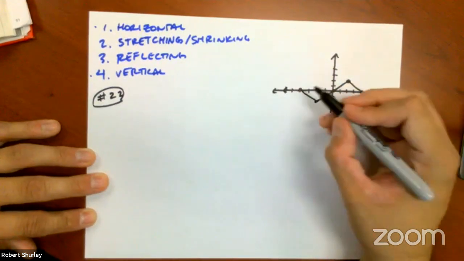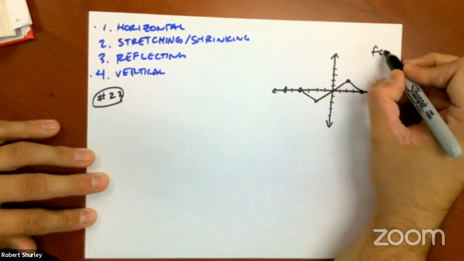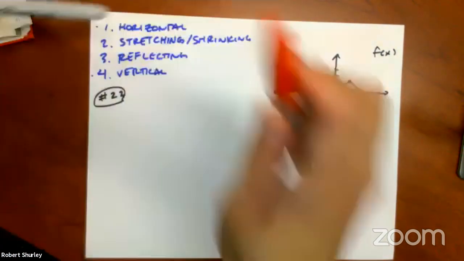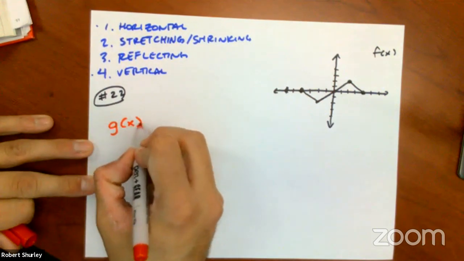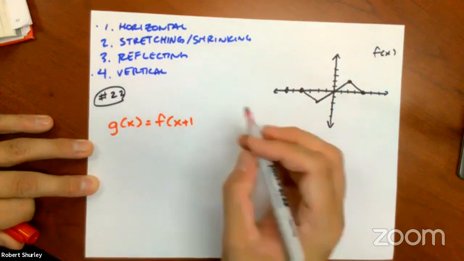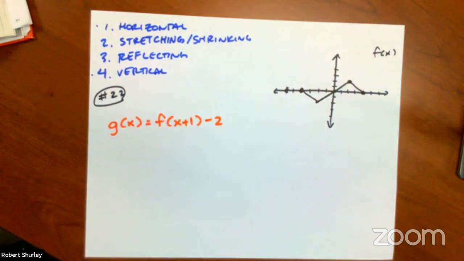Okay? So this is what the original function looks like, and they're calling that f of x. And then in 22, it says g of x equals f of x plus 1 minus 2. Okay? f of x plus 1 minus 2.